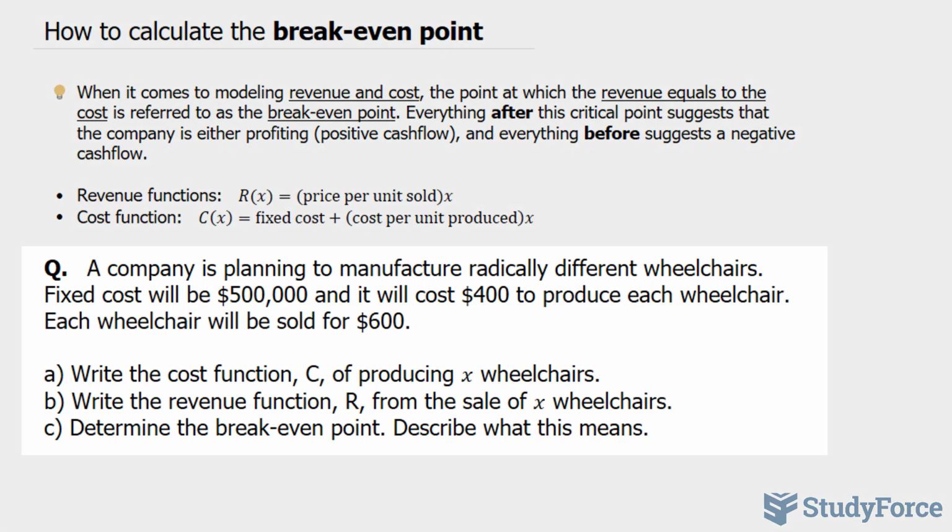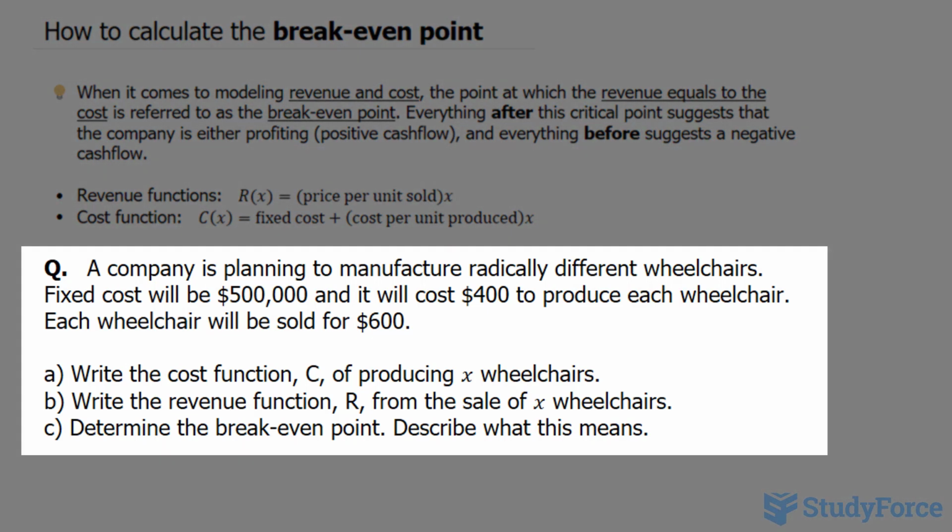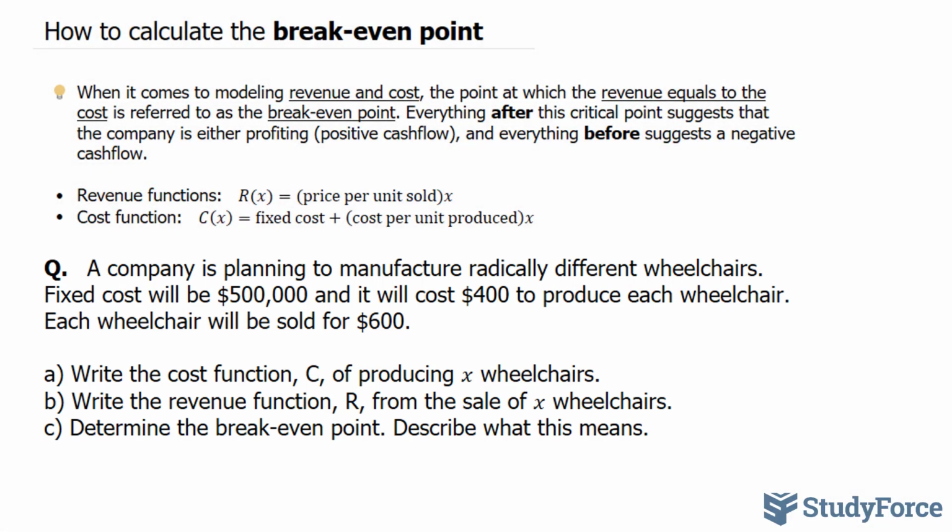The question reads, a company is planning to manufacture radically different wheelchairs. Fixed cost will be $500,000 and it will cost $400 to produce each wheelchair. Each wheelchair will be sold for $600. So technically, they are gaining $200 for every wheelchair given the difference here, except there's a fixed cost which puts the company at a loss right away.